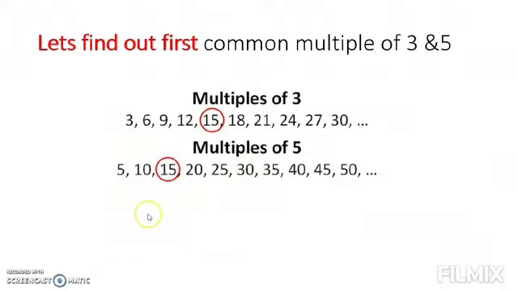So I hope you have understood these concepts of what are multiples, facts of multiples, how to find multiples, and how to find common multiples. I hope you enjoyed it. Do practice regularly.